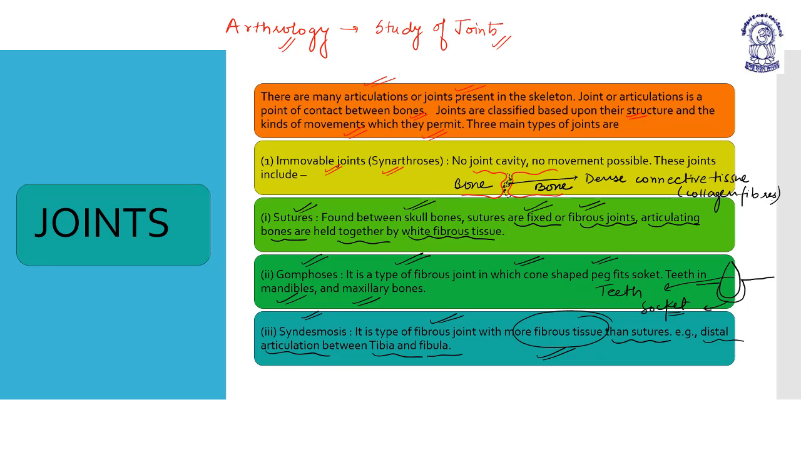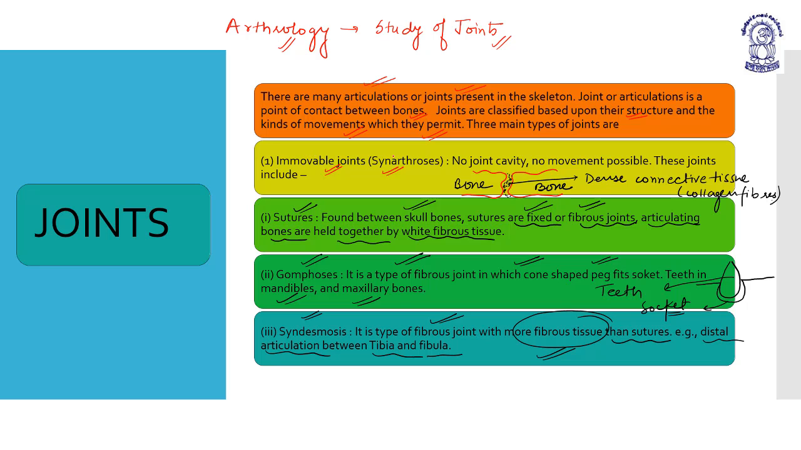There are many articulations of joints present in the skeleton. Joint or articulation is a point of contact between bones. Joints are classified based upon their structure and the kinds of movements which they permit. There are three main types of joints. One is the fixed or immovable joint.